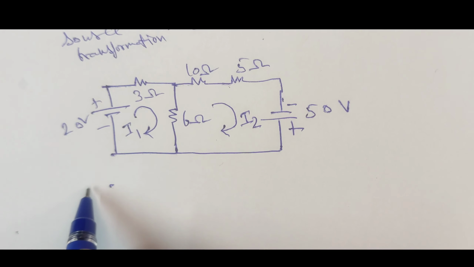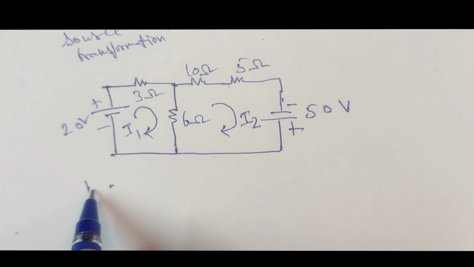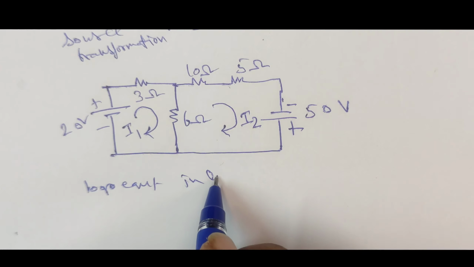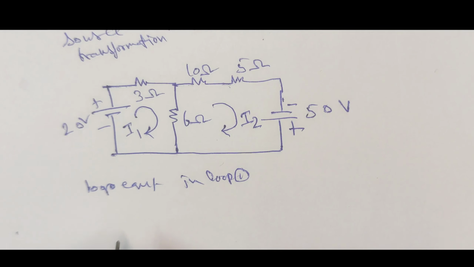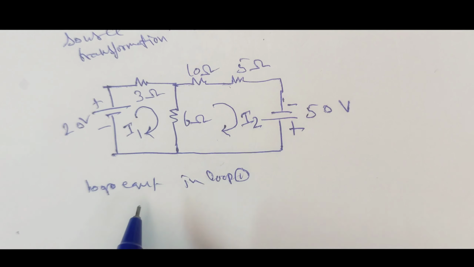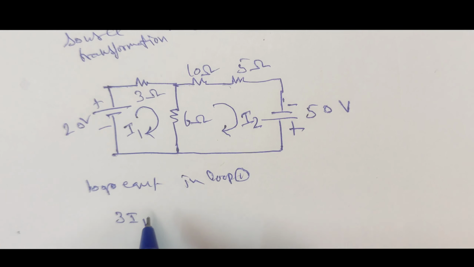So the first thing we need to do is write the loop equation in loop number 1. Here we have 2 resistances. One is an independent resistance, not connected between loops, so it is 3I1, that is 1 voltage.